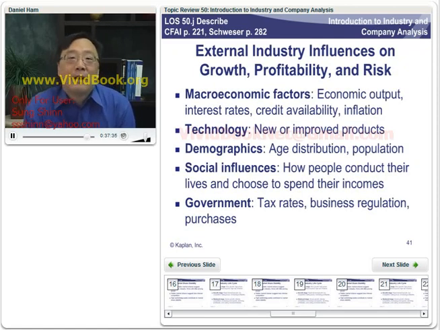And we sort of talked about these external influences. I think I've sort of talked about the technology, demographic, social influences, and government, but the macroeconomic factors, they absolutely will influence an industry. For example, interest rates are very sensitive to financial services, especially the housing market, credit availability, and interest rates. Inflation affects all industries in terms of real returns.